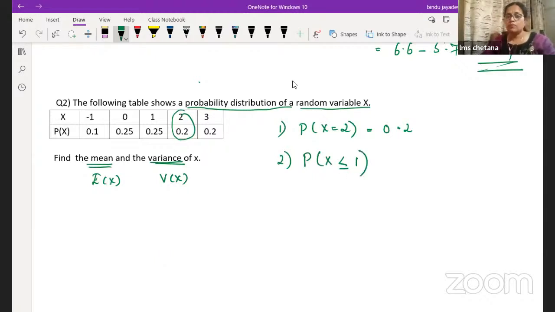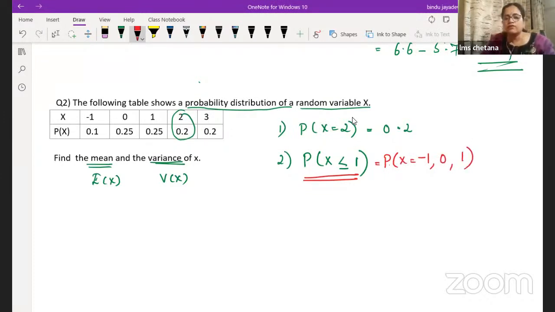So please listen. Probability of x less than or equal to 1 means here probability is given for -1, 0, 1, 2, 3. Correct? Now which are the numbers less than or equal to 1 here? 3 numbers, right? Which are those 3 numbers? -1, 0, 1. That means this is the same as the probability of x equal to -1, 0 and 1.